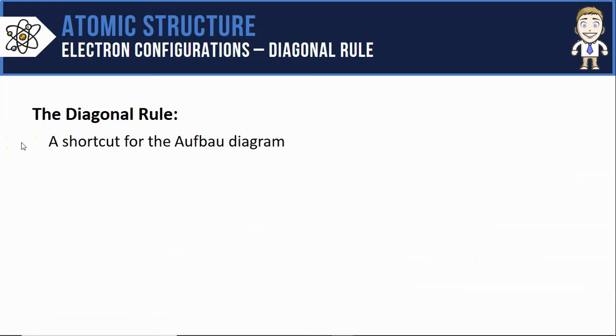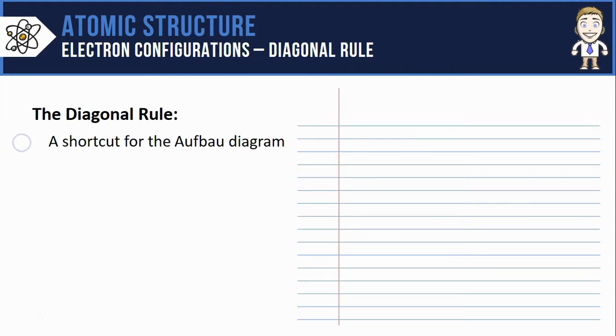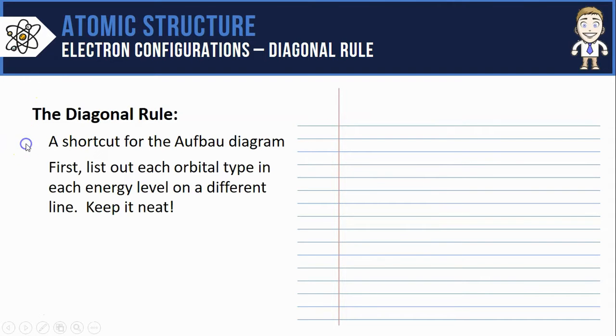So without an Aufbau diagram to follow, my favorite way to do this is with something called the diagonal rule. It's easy to write and all you need is a piece of lined paper and a pen or pencil. First thing we're going to do to set up the diagonal rule is list out each orbital type in each energy level on a different line. Remember to keep it nice and neat, that's why we're using lined paper.